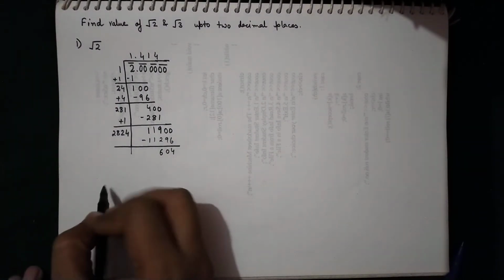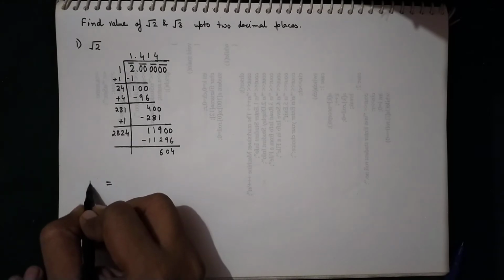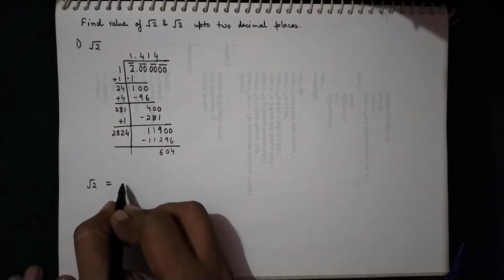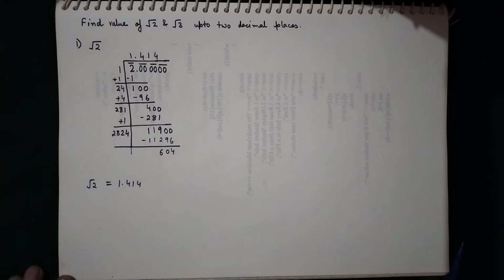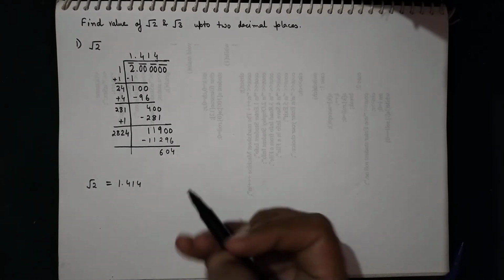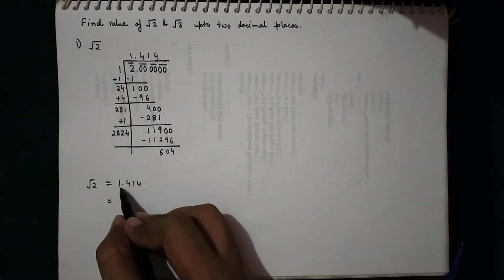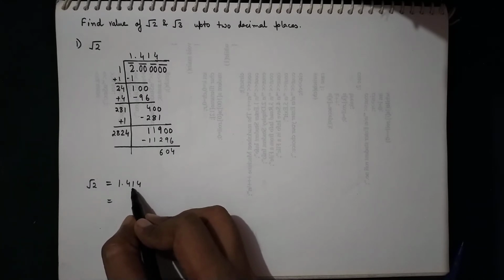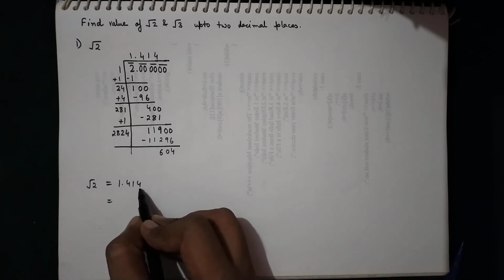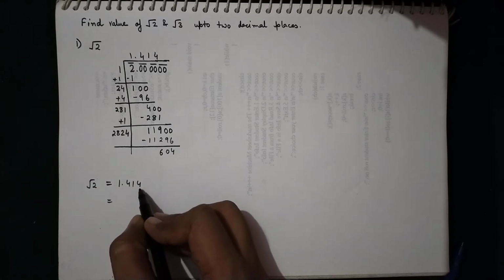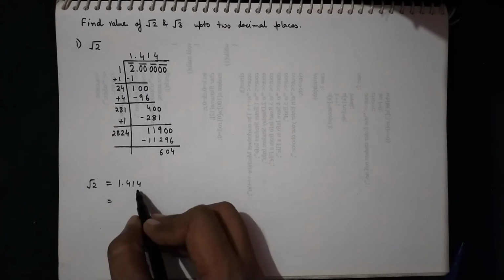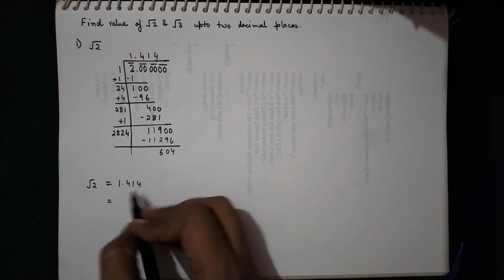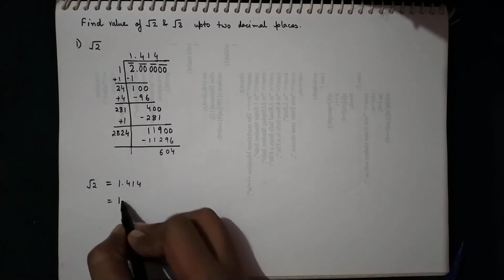Now we have got root 2 equals 1.414. Now we want to round it off to 2 decimal places. For that, as you all know, we have to consider till here. Now we check whether this digit is 5 or more than 5. If it is 5 or more, we add 1 to the previous digit, otherwise we copy. So this one is smaller than 5, so we take this as 1.41.